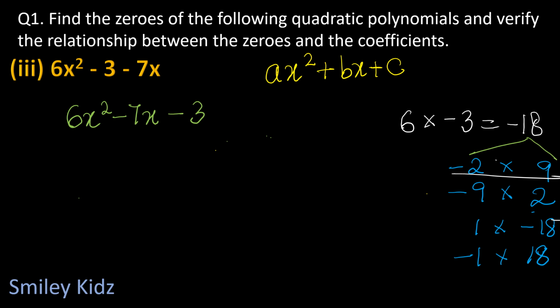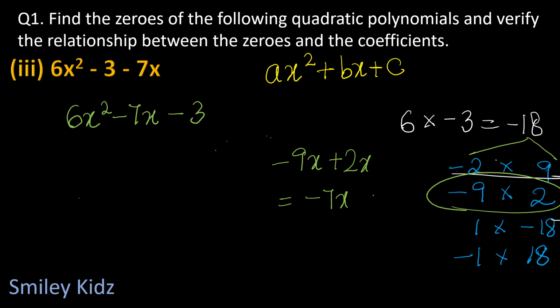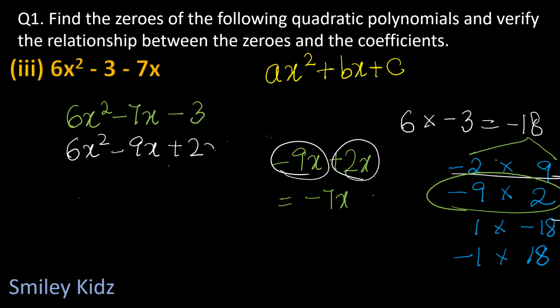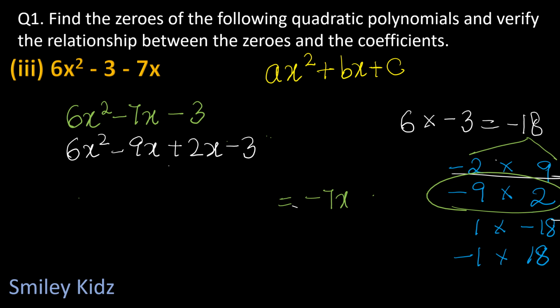So then we're going to see the second one. So minus 9x plus 2x. First we are adding it. So we get minus 7x, which is completely satisfying our splitting the middle term procedure. So I'm going to take minus 9x and 2x. So it's going to be 6x square minus 9x plus 2x minus 3. And now I hope we can take something common and we can find out the zeros.